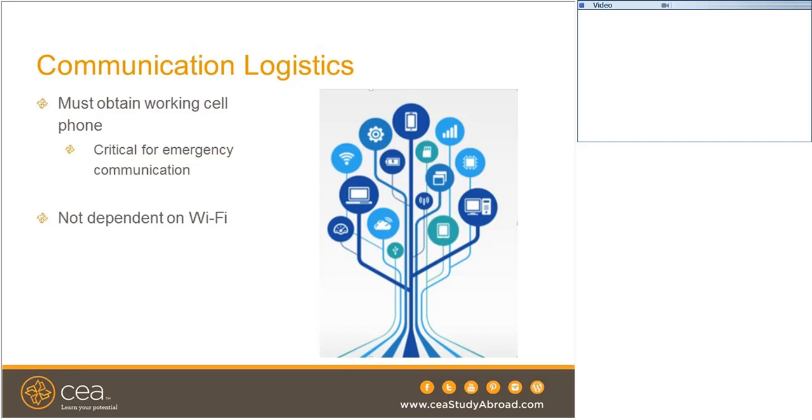On-site staff will also collect this information during orientation the first few days of the program. It is important to remember that while Wi-Fi is available internationally, students should not rely on Wi-Fi alone to communicate with on-site staff. So your students have 3 options for cell phones while abroad.